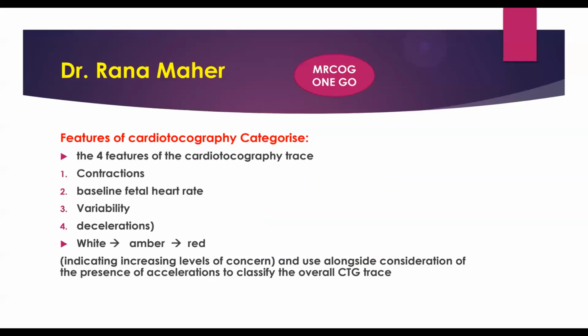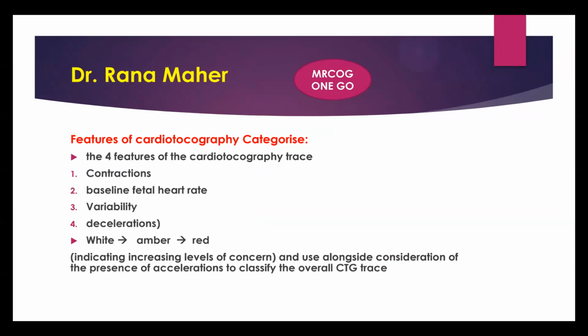Features of the CTG. So now we need to comment on 4 features. And for these 4 features, we will give a classification of each feature and then a categorization of the whole CTG. So the four features are contractions, baseline fetal heart rate, variability, decelerations. And here we will face the second change in this recent guideline: in the old one, we had reassuring, non-reassuring, or abnormal. So now we will change it into white, amber, and red.